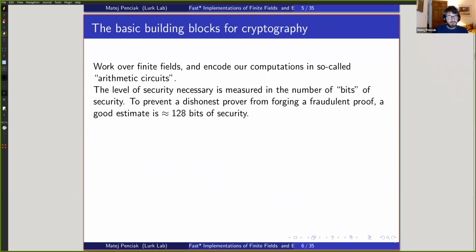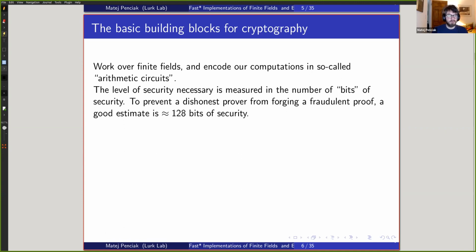So now a few comments about cryptography. It doesn't really help to encode our computational problems in terms of graph isomorphism. It's really hard to go from, say, calculating the Fibonacci sequence or calculating the balance of someone's bank account into some problem about graph isomorphism. So what we really do is encode our computations in so-called arithmetic circuits. What these are is not super important, but basically they are circuits where the computations are done at the level of finite fields.